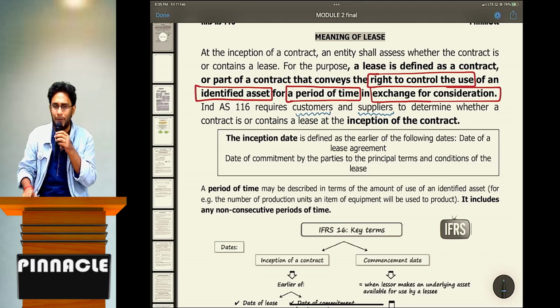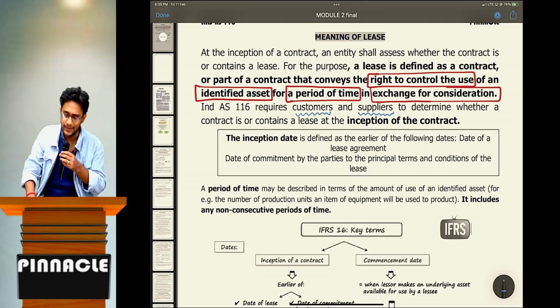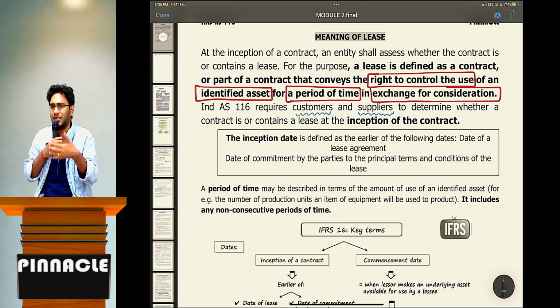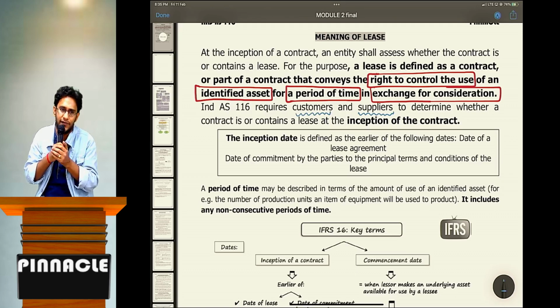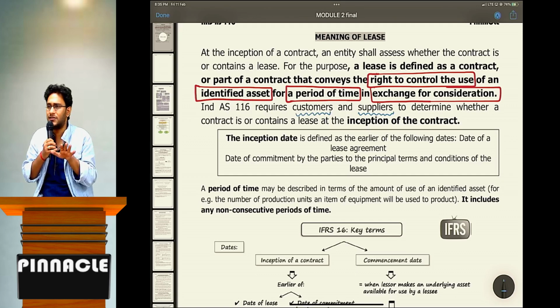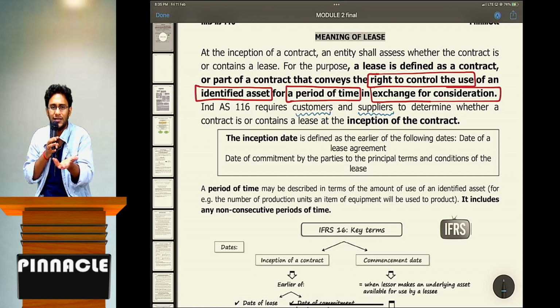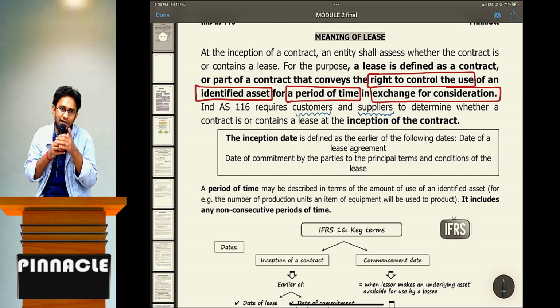Sometimes substance over form applies. Substance over form means, suppose, sir, on 15th March only, lessee and lessor agreed to terms. Principally they got committed also, but the agreement they did not draft. But there is some evidence to prove that these parties were already committed to the terms on 15th March only. Formally the agreement is written on 2nd April. Sir, which one is the inception date? Legally, if you see, the contract date is 2nd April. But accounting is not based on legality, no, accounting is based on substance. So 15th March will be taken as the inception date.